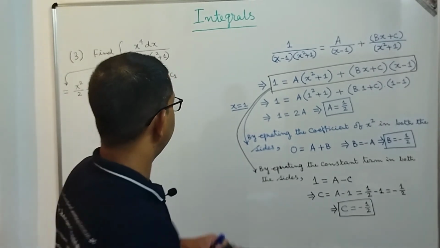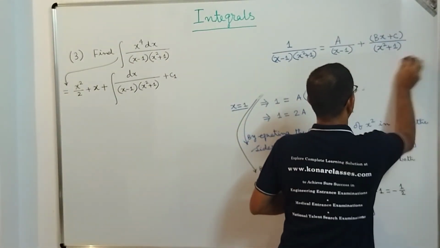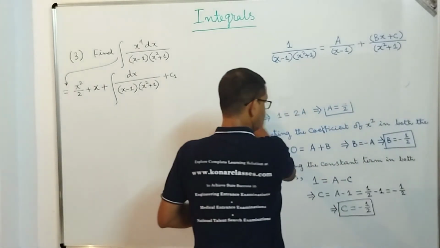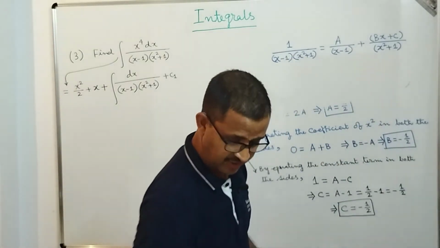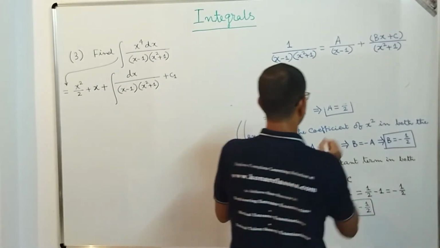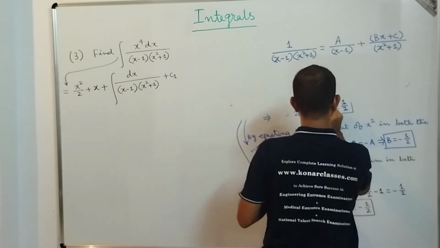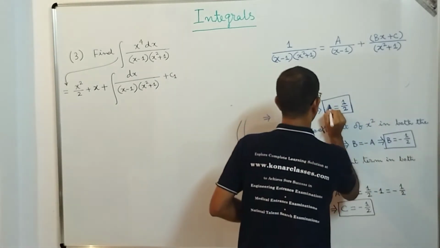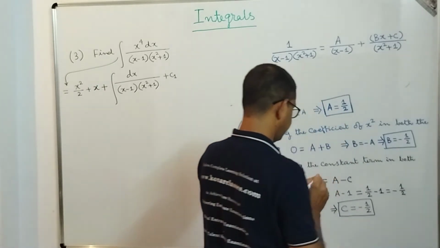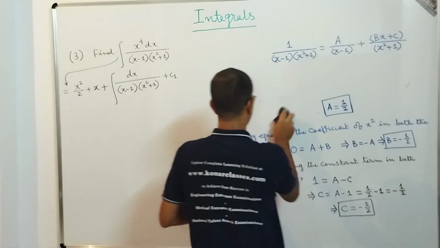So if I clean this particular portion, I can write here the value of A is equal to 1 by 2. The value of A we already found here, this is equal to 1 by 2. That is the value of A. So let us keep the value of A, B and C, and the rest we can clean. So this is the value of A.